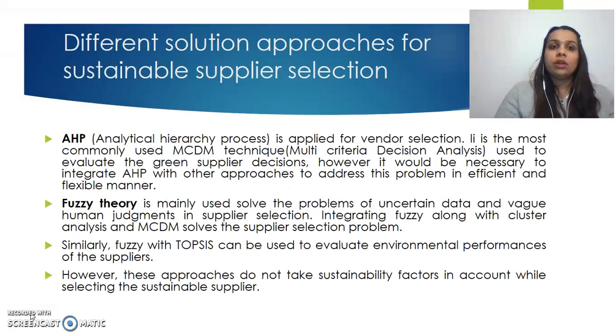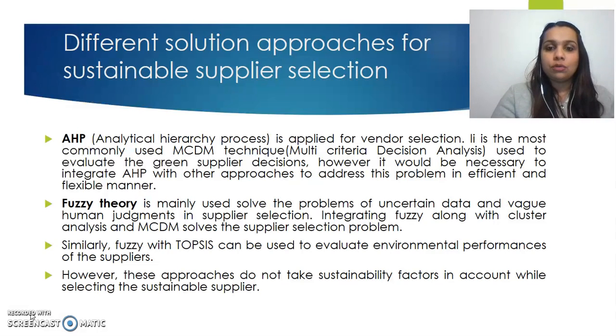So what are the different solution approaches that can be used to have a sustainable supplier after all? The first one here is AHP, analytical hierarchy process. This is applied for vendor selection. It is the most commonly used MCDM technique to evaluate the green supplier decision. However, it would be necessary to integrate AHP with other approaches to address this problem in a more efficient and more flexible manner. The second one here is fuzzy theory.